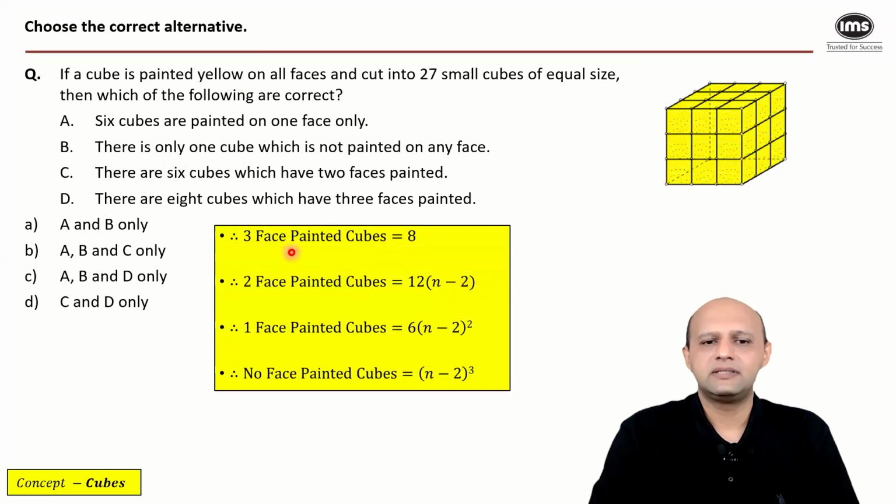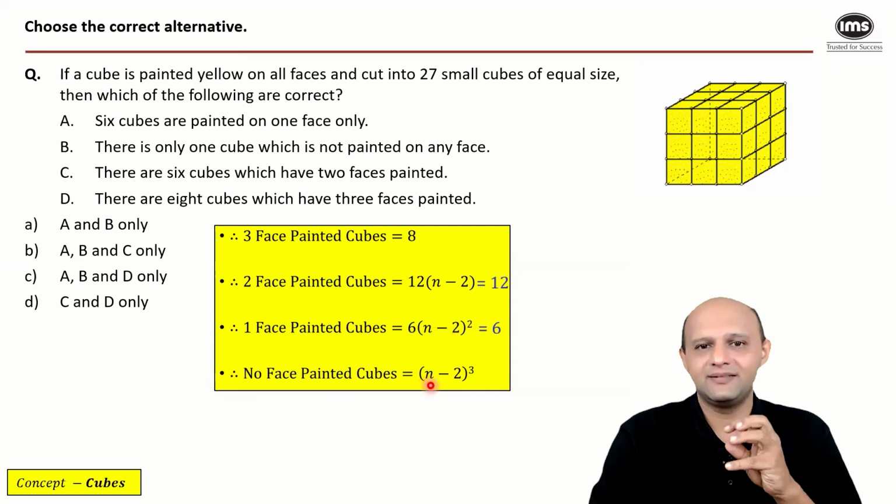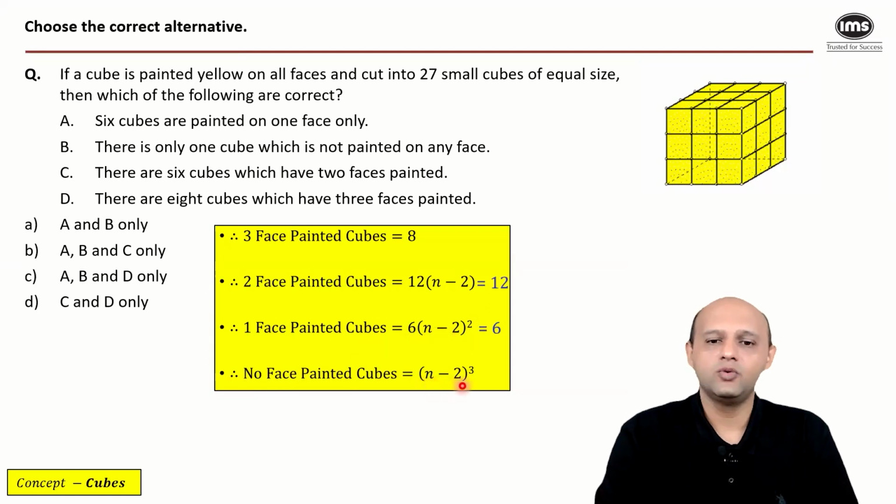If it's a 3 by 3 by 3 cube, let us first find out these values. Number of cubes with 3 faces painted is going to be 8. Number of cubes with 2 faces painted would be 12 times (3 minus 2), which is 12. Number of cubes with 1 face painted is going to be 6 times (3 minus 2) squared, which is 6. And number of cubes with no face painted is going to be 1, right at the center. 3 minus 2 is 1, and 1 cubed is 1. Now I think answering the question is absolutely easy.